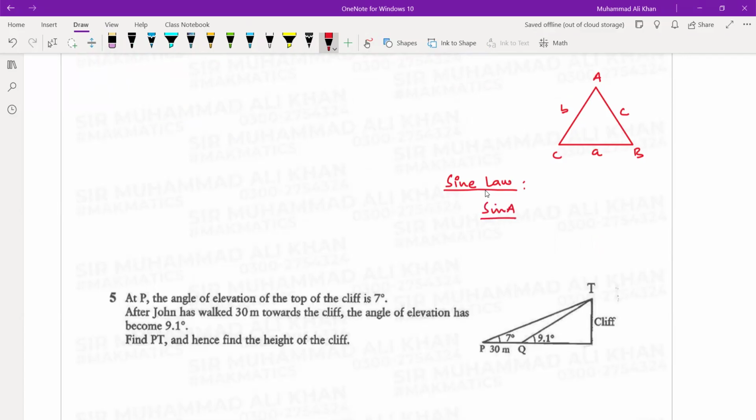The sine law is sin A over the opposite side a, which must be equal to sin B over b, which must be equal to sin C over c. These ratios are equal. This is called sine law, and sine law is used to calculate unknown sides or unknown angles, right? This is called sine law, and with sine law, we have another law called cosine law.